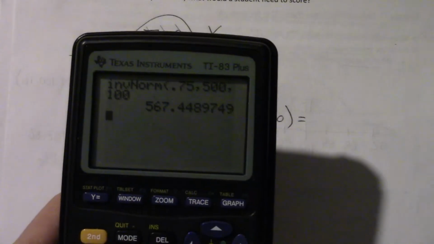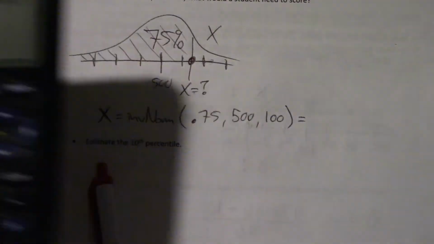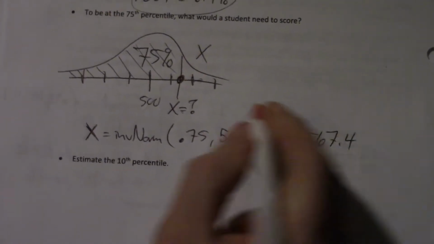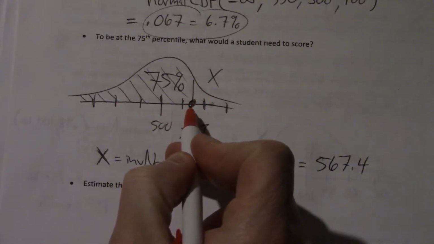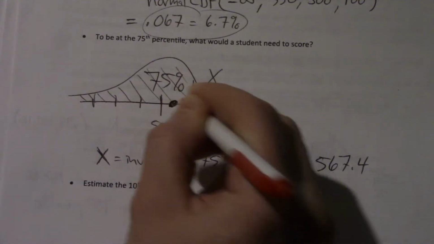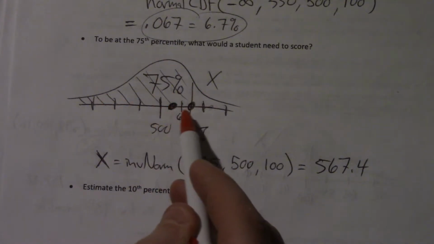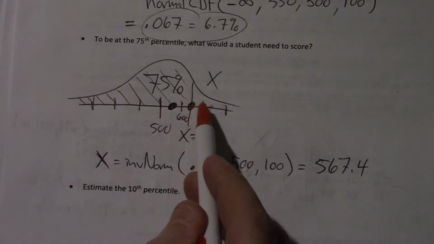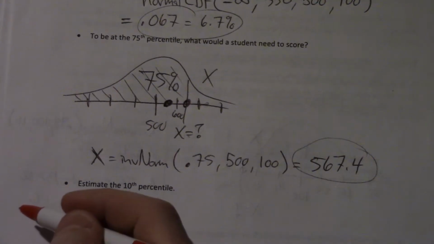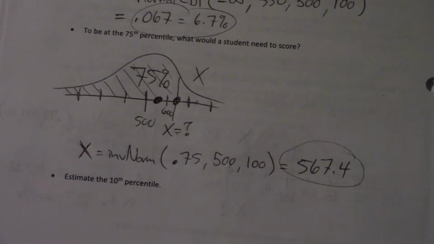So that would be a score of 567. So my guess was off a little bit. 567.4. So I put it above 600. So this first line was 600. Actually, the point would be here. But that's okay. The picture doesn't have to be perfect. The point was we knew that it was somewhere above the mean. So that means we expected this score to be above 500, and we got 567. So it lives where we expected it to be.